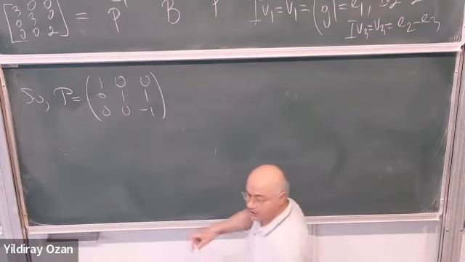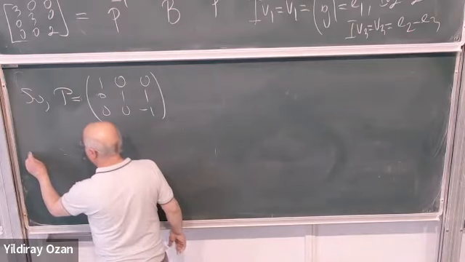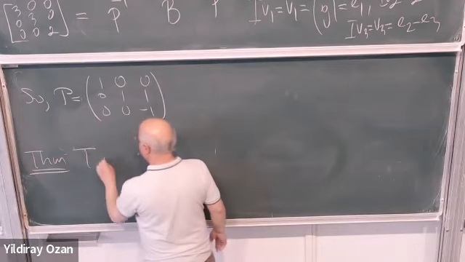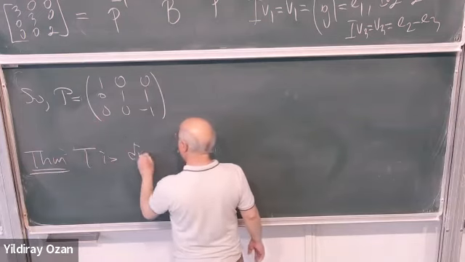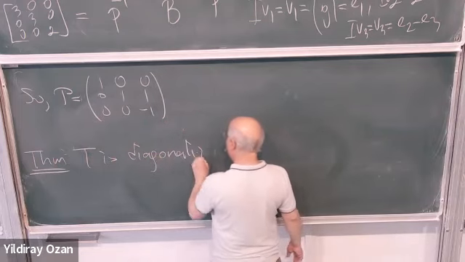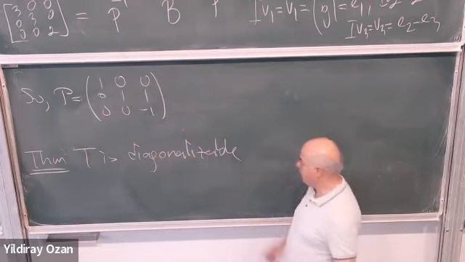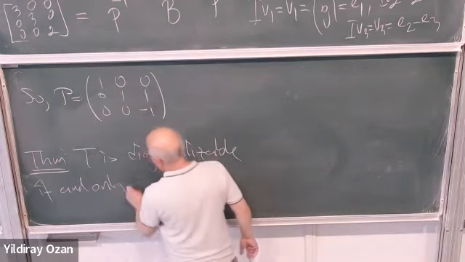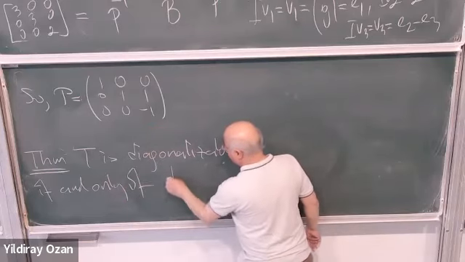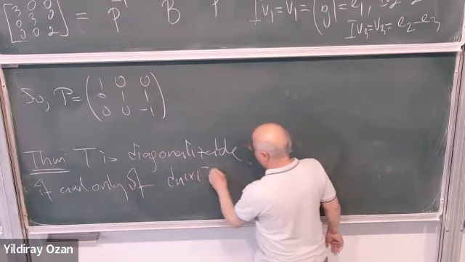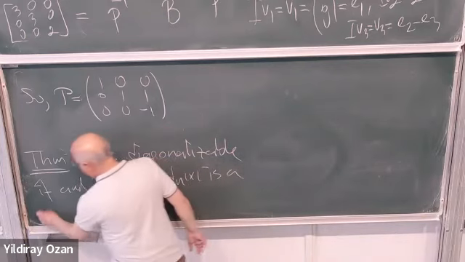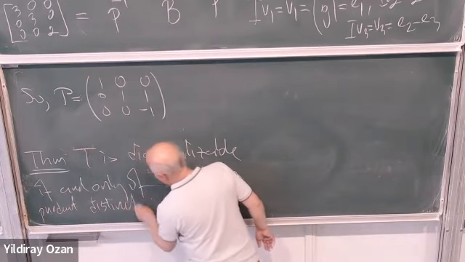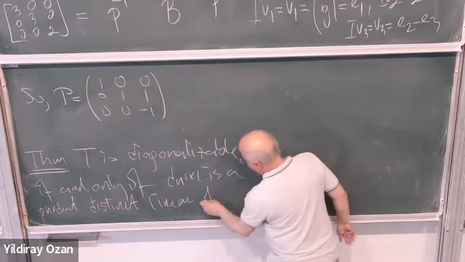Next time we will prove the following theorem. We will characterize when a matrix is diagonalizable: if and only if the minimum polynomial is a product of distinct linear factors.